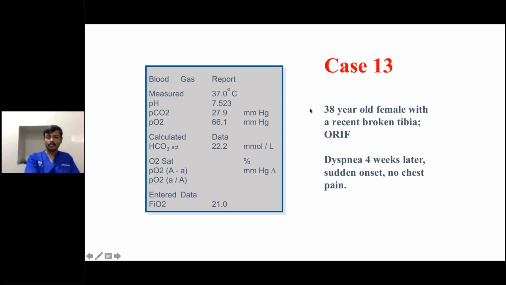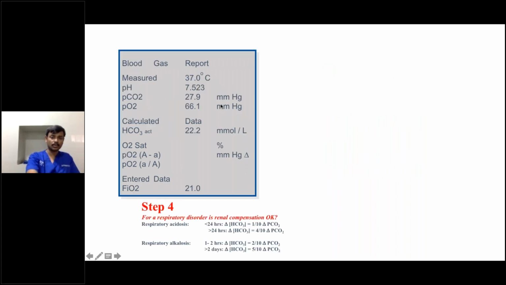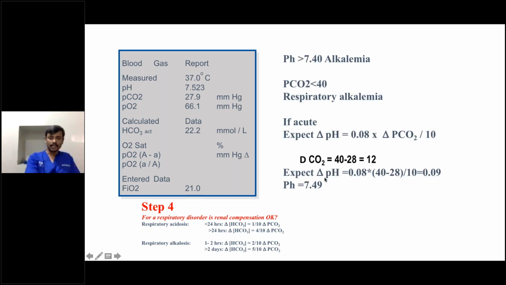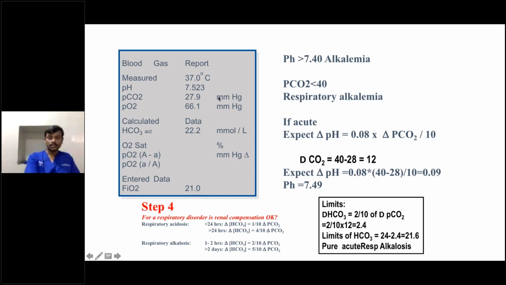This is one more patient, the last patient actually, broken tibia with fever, I think. Broken tibia with maybe pain. So alkalosis is there. So alkalemia, PCO2 less than 40 is a respiratory alkalosis. If acute, the formula here is expected delta pH equals 0.08 into change in PCO2 by 10. Change in PCO2 is 40 normal, 27 taken as 28 here. 40 minus 28 is 12. So it comes to 7.49, 7.52. So it looks like an acute respiratory alkalosis.